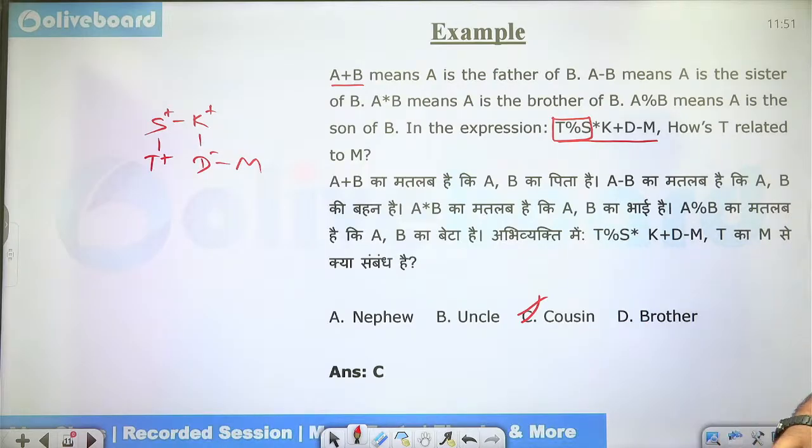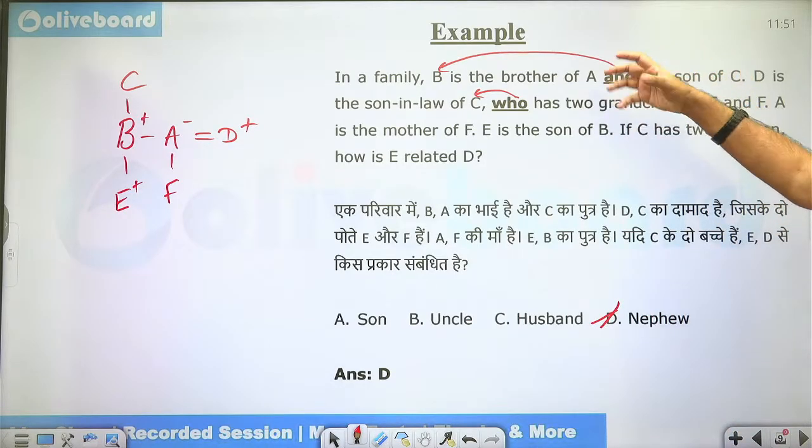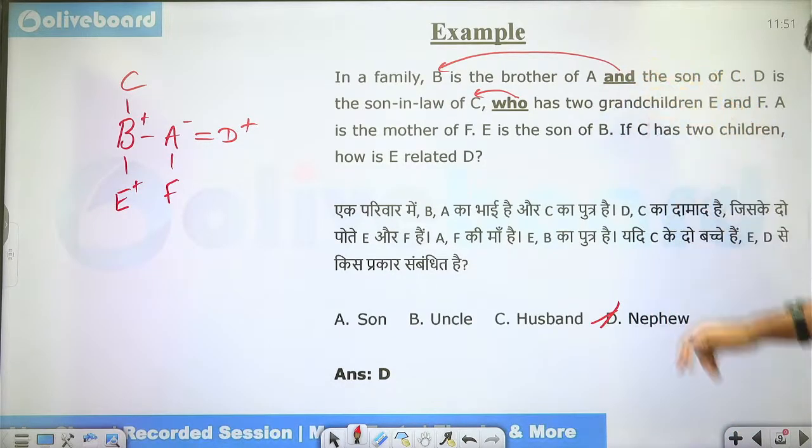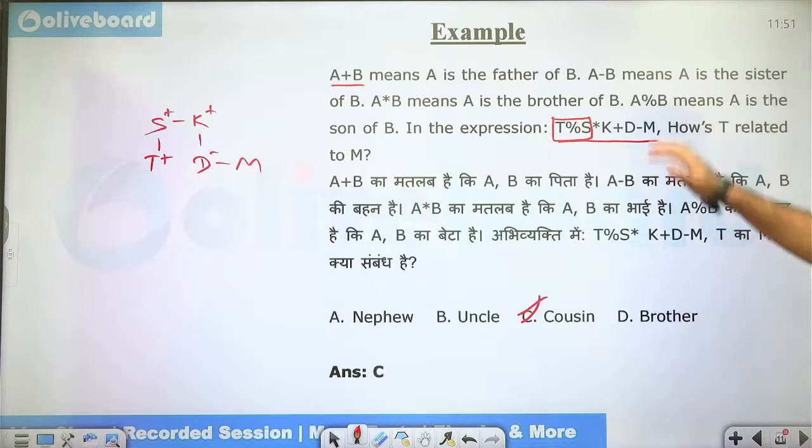Now, every question which we solved, every question type which we looked at, everything has a variation of its own. Something can change to make it more complex.